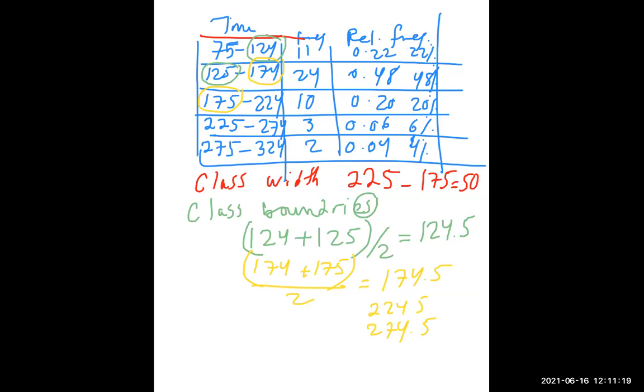One important thing: if there was a class before this, the ending would have been 74. So the very beginning class boundary is the addition of 74 and 75, and that would have been 74.5. If there was a class after this one, it would start from 325. So to find the class boundary here, you add 324 and 325, divided by 2, which is 324.5. That's how you find all the class boundaries. Makes sense or not?